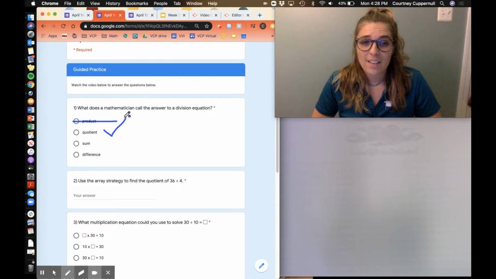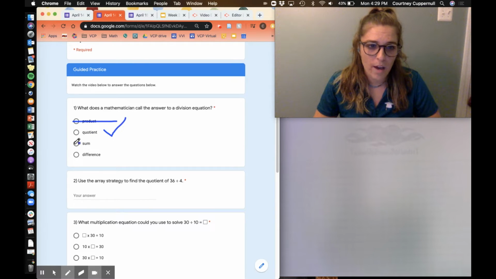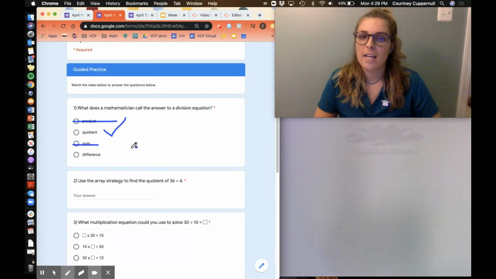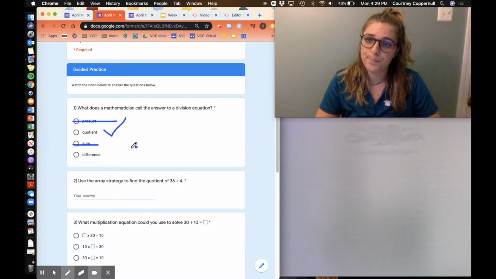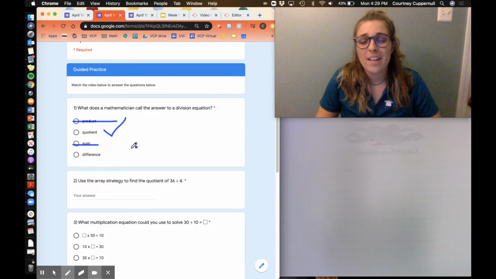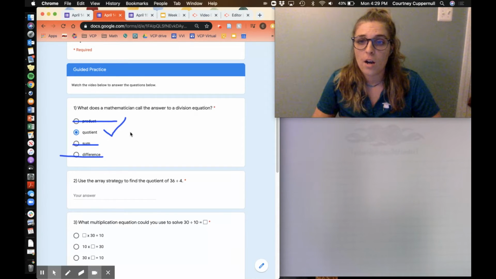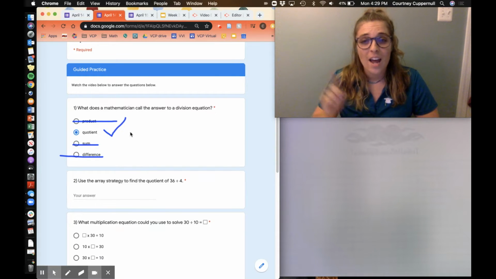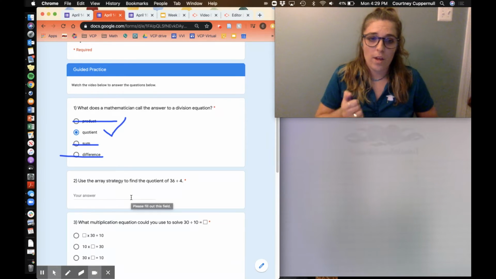Sum, is that the answer to a division equation? No, that is the answer to an addition equation. We know that. And difference, is difference the name we give to the answer to a division equation? No. Difference is the name that we give to the answer to a subtraction equation. So our correct answer is indeed quotient. Our quotient is the answer to a division equation. You're going to have to get used to hearing that word because, as you'll see, we're going to start using it more and more. All right, let's get started with the next question.